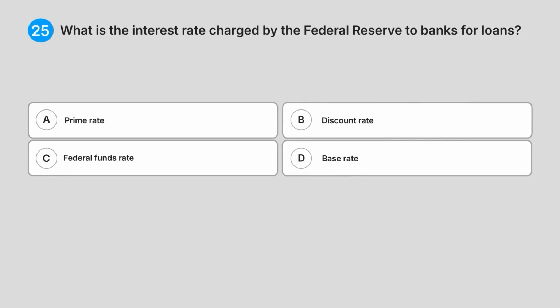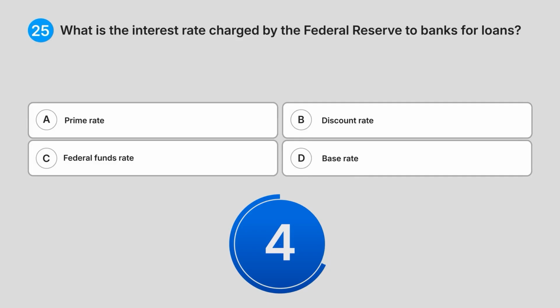25. What is the interest rate charged by the Federal Reserve to banks for loans? A. Prime rate. B. Discount rate. C. Federal funds rate. D. Base rate. What do you think is the answer?